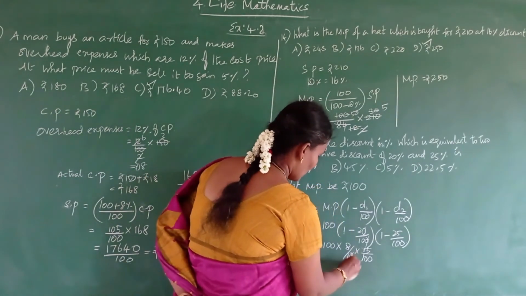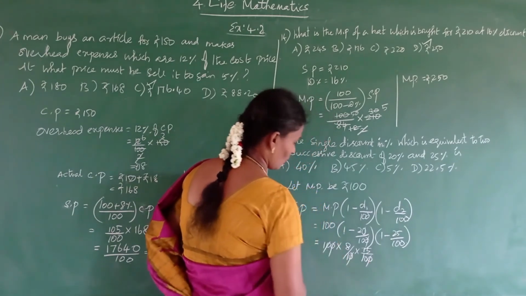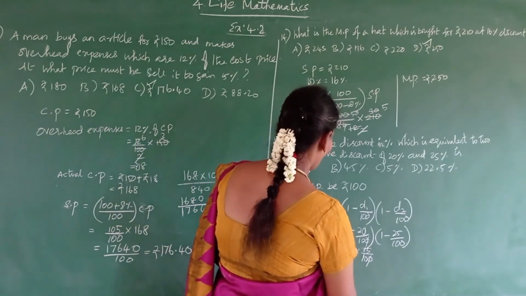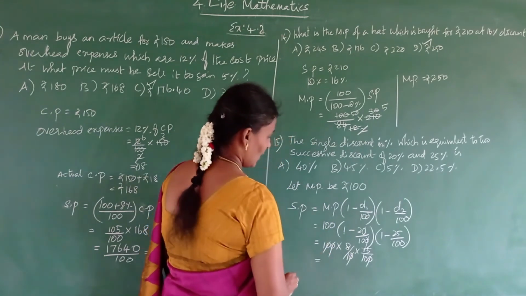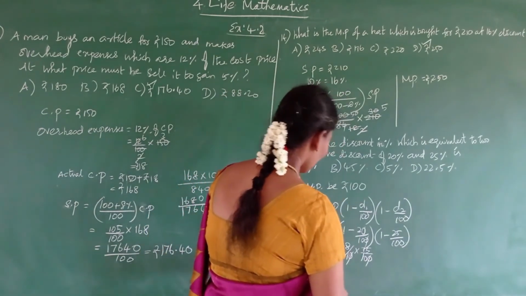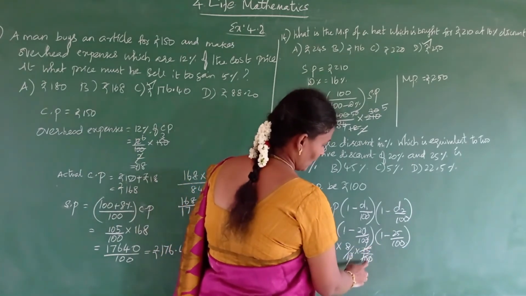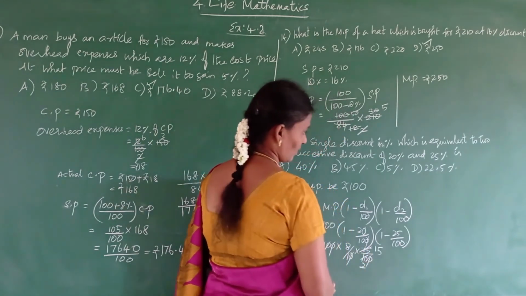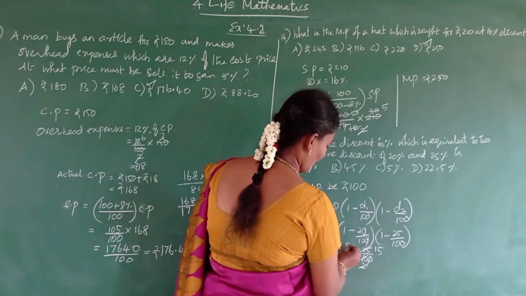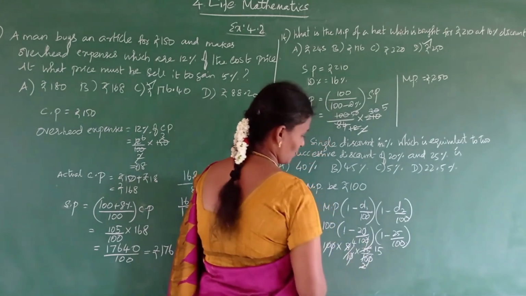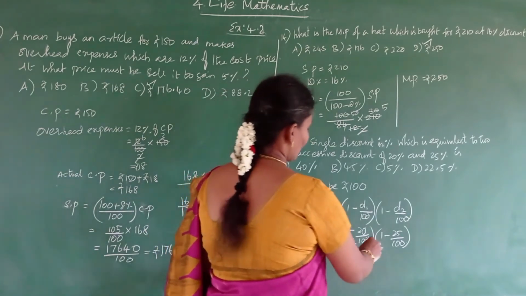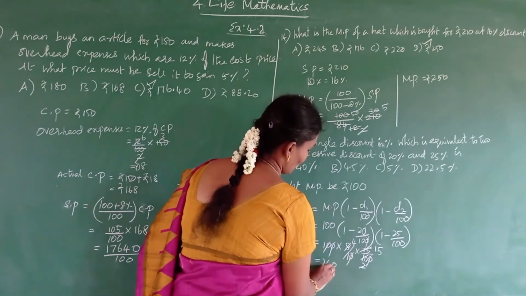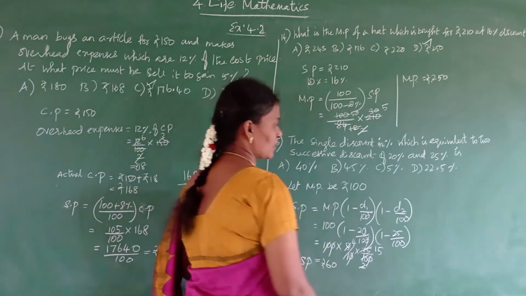Now cancel here. 10 and 10 cancel, and 1 more 0 cancels. Now multiply these two. What we get? 75, 8. Am I correct? Here 2 zeros cancel. I will cancel with here. Fifth table here 2 times. Here 1 time. Remaining 5. Then cancel with here. Second table 4 times. So what comes here? 4 15s are 60. So the selling price is rupees 60.